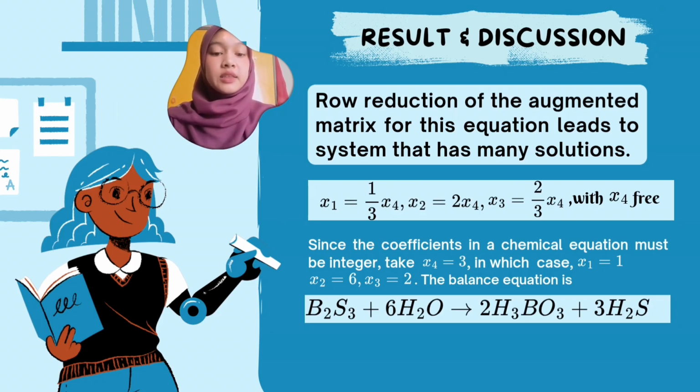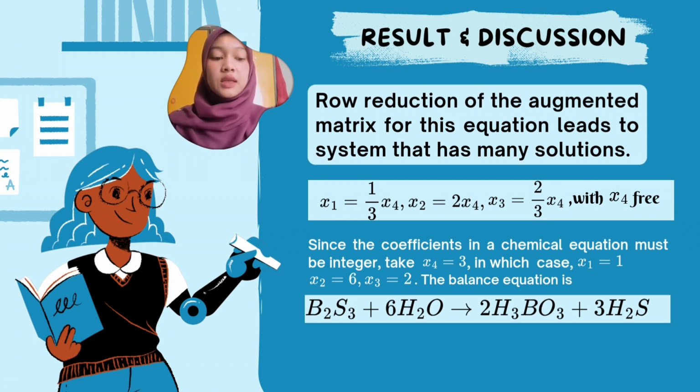For results and discussion, row reduction of the augmented matrix for this equation leads to a system that has many solutions. For x1, we have 1 over 3 x4. For x2, we have 2 x4. For x3, we have 2 over 3 x4, with x4 free.